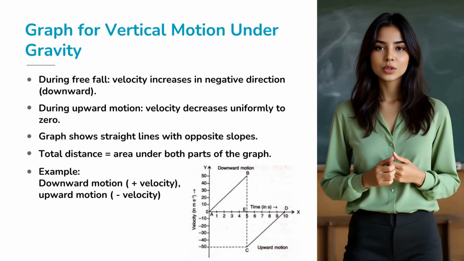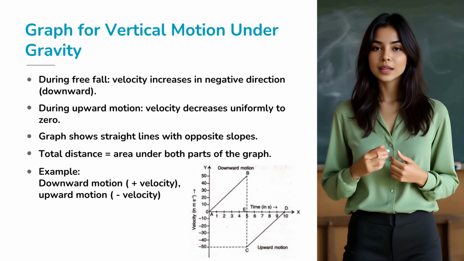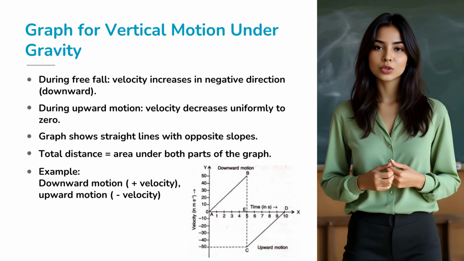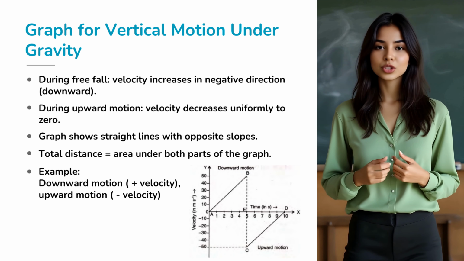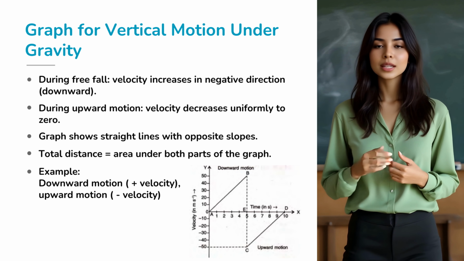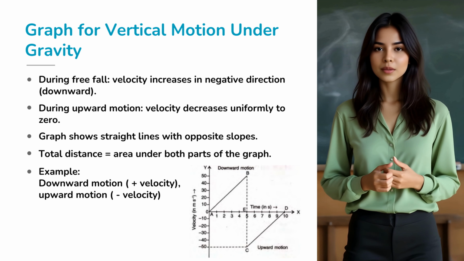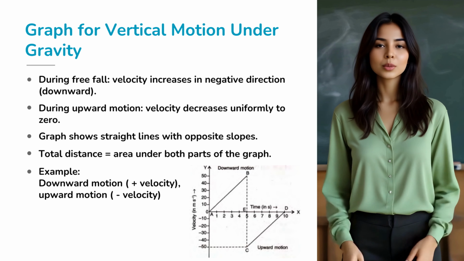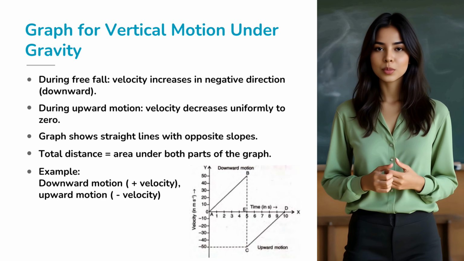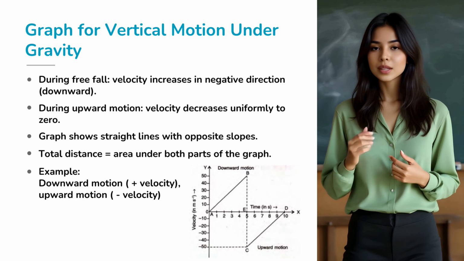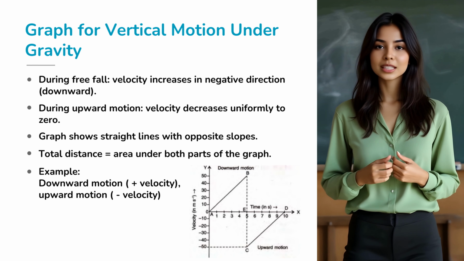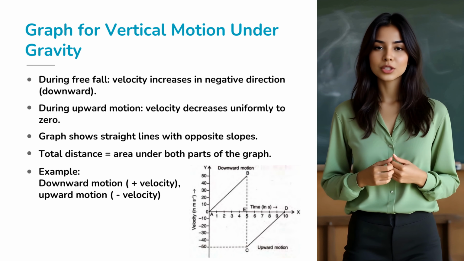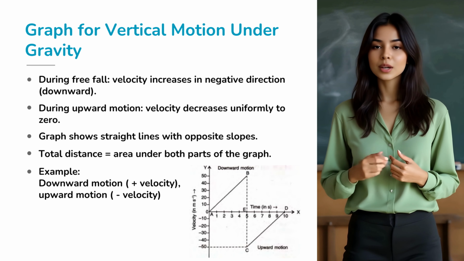Now let's study vertical motion, free fall, and rise. Imagine a ball dropped from a height. It gains velocity as it falls due to gravity. That's downward motion, and the graph slopes positively. But when it bounces back up, velocity decreases. That's upward motion, shown with a negative slope. The graph in figure 2.17 shows both. Line AB for falling, line CD for rising. In each segment, we can calculate acceleration from the slope and distance from the area.